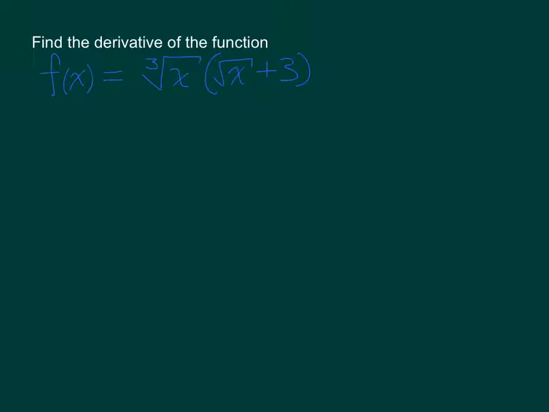Find the derivative of the function. F of x equals cube root of x times the quantity square root of x plus 3. Because we have two variable expressions being multiplied, this tells us to use the product rule.